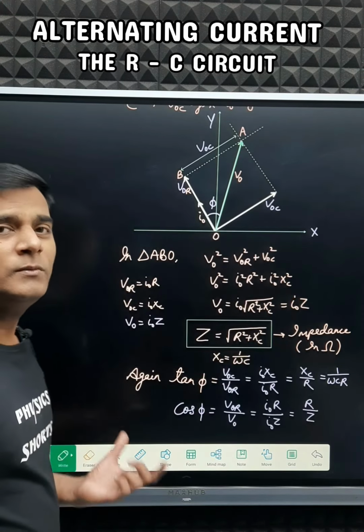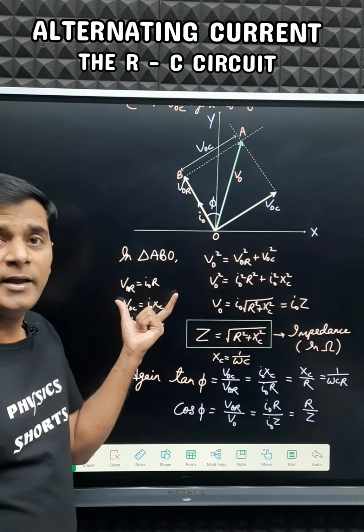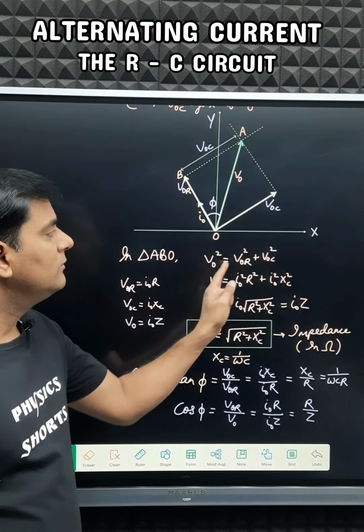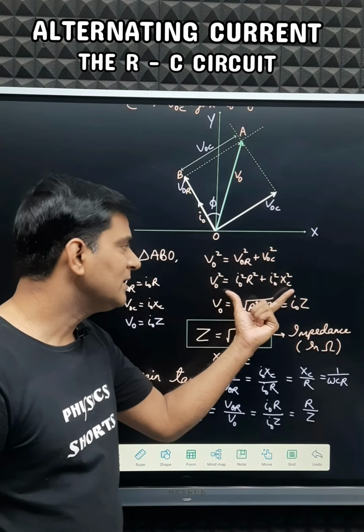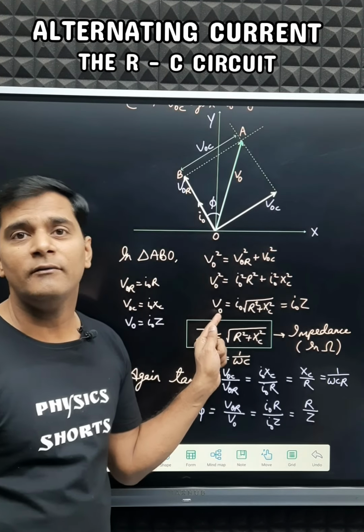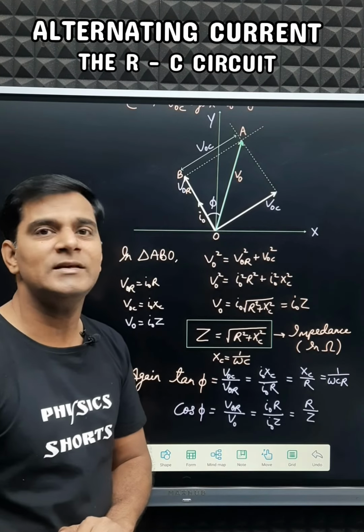When we use Ohm's law to write the expression, V0R equals I0 R, and V0C equals I0 XC. So the equation converts into this expression, and if we take the square root of this equation, then V0 will be what? It is I0 times the square root of R² + XC².